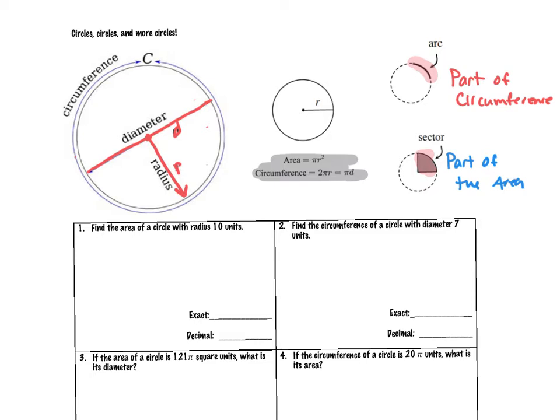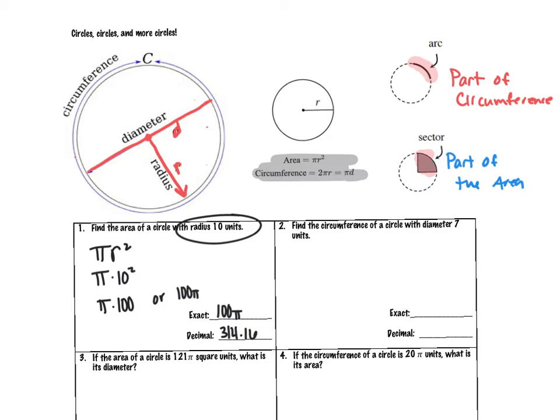So let's get started with a couple examples. The first says, find the area of a circle with a radius of 10. So to find the area of the circle, I'm going to use pi r squared and just plug in a 10 for the r. And then I can simplify that as pi times 100 or 100 pi. That is the exact answer. I can certainly leave it in that form. Or I could multiply it out using the pi button on my calculator and give my answer to 2 decimal places.